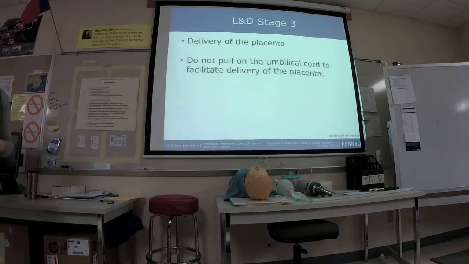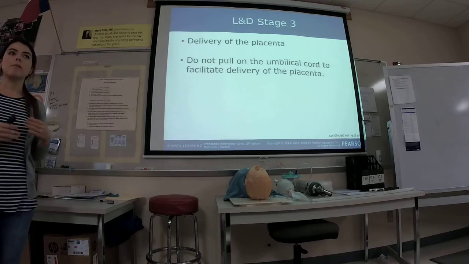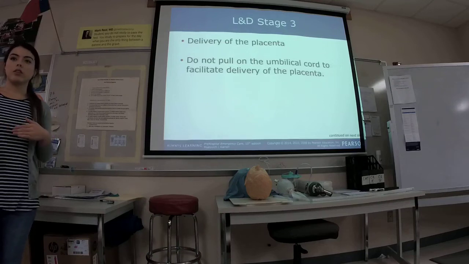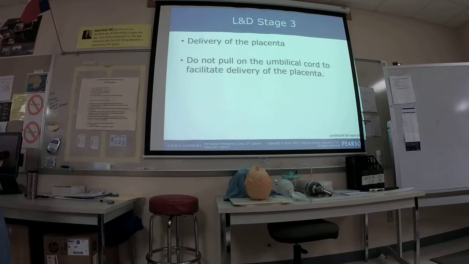So again, even when we're delivering a baby, we don't want to pull on the umbilical cord. The placenta is going to deliver on its own in about, it depends, but it's usually between 5 to 30 minutes. So just wait for that.